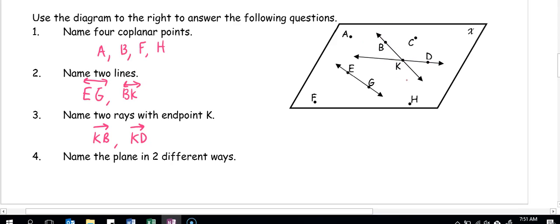Name the plane in 2 different ways. So remember that we need at least three non-collinear points to name our plane. So we can name it A, G, D. Remember that we can also name it with our cursive letter X, and we can name it with multiple other 3-letter names.